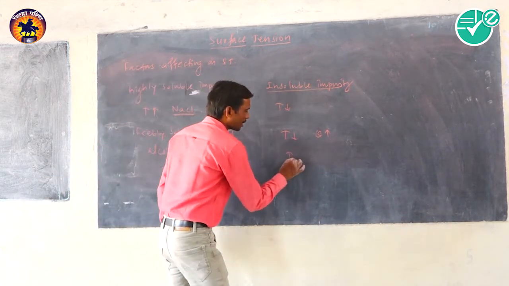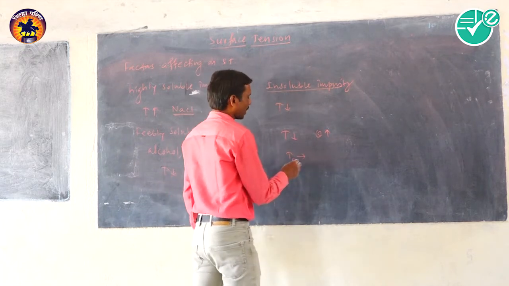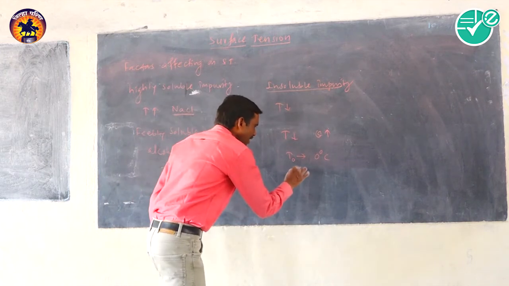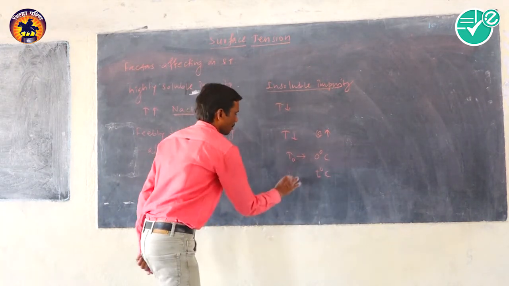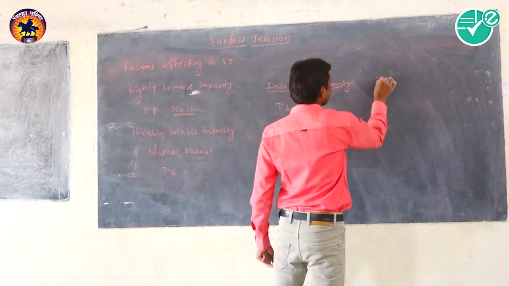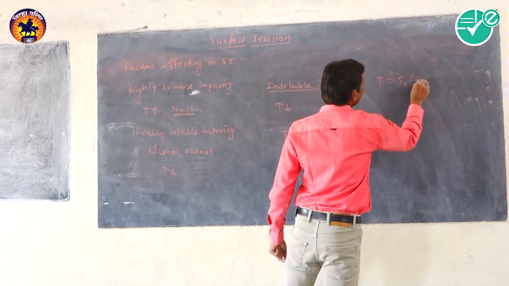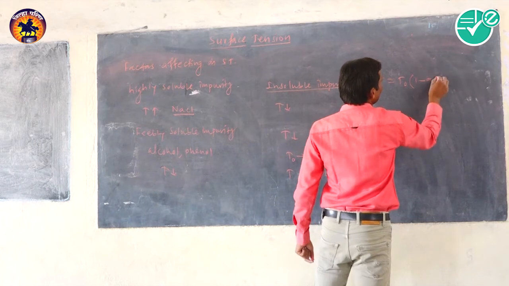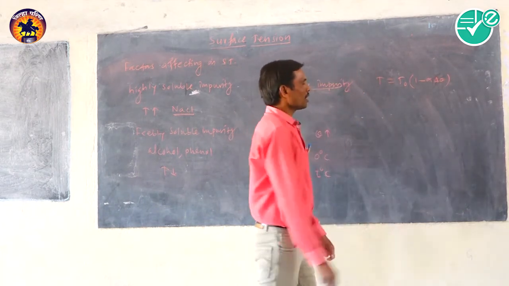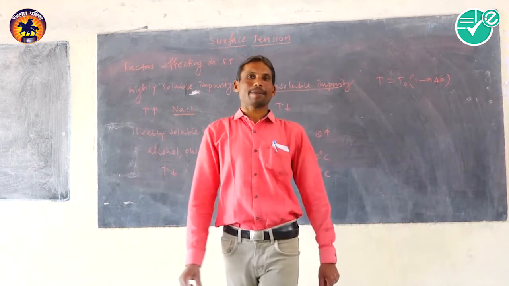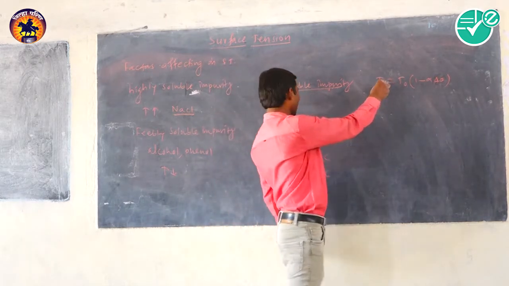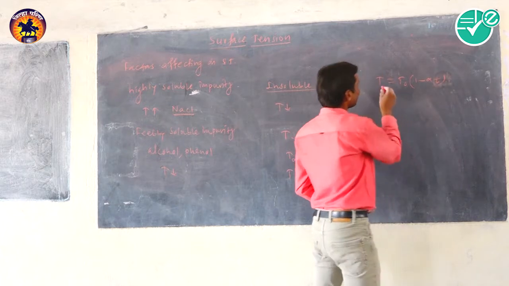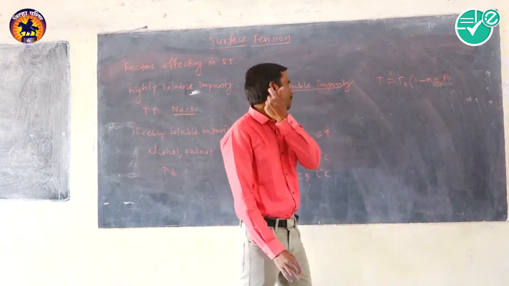Now consider T0, the surface tension at the temperature 0 degree Celsius. Then what is the surface tension at the temperature T degree Celsius? That is given by this expression: T equals T0 in bracket 1 minus alpha t, or alpha delta theta. What is alpha? It is the temperature coefficient of the liquid. It means the surface tension at the temperature t degree Celsius is T equals T0 in bracket 1 minus alpha t.